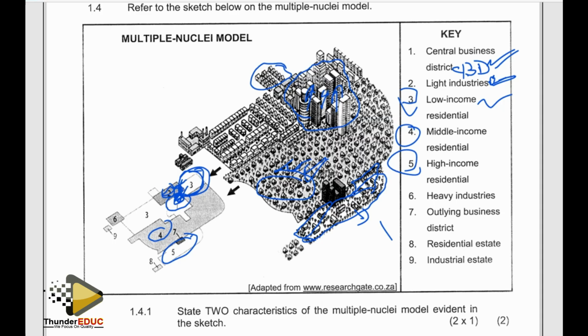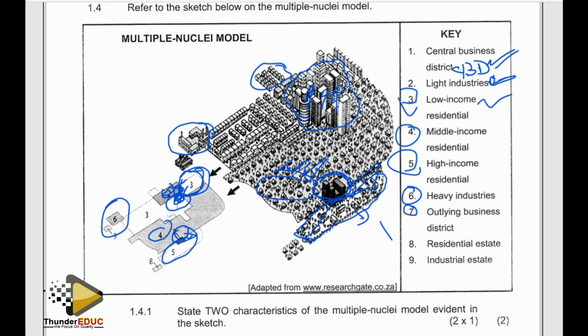Right, then we go on to number 6, which is a heavy industrial site or function. Number 6, you tend to find it there. Then we have the outlying business district, which is number 7. Number 7 is here, close to the high income and in between the high and middle income. The outlying business district.